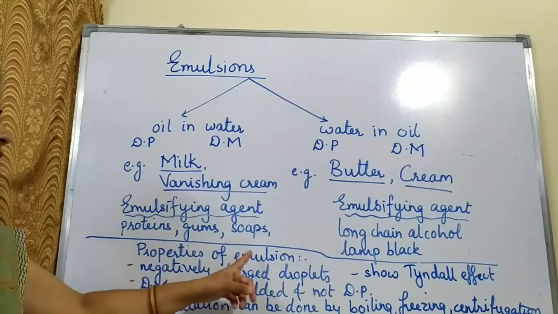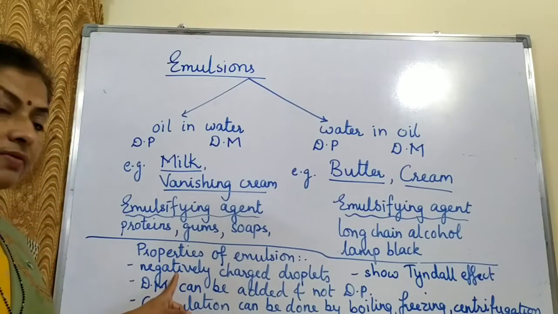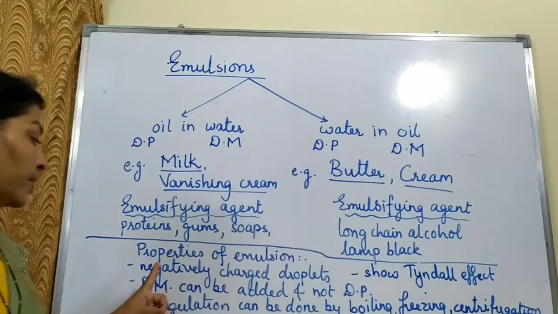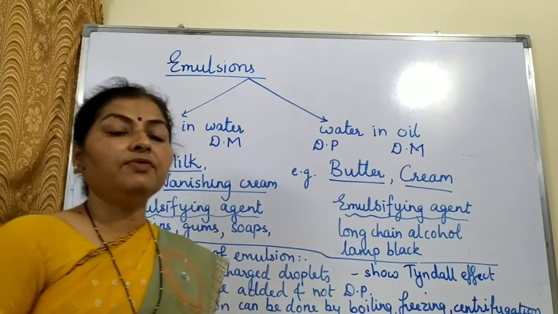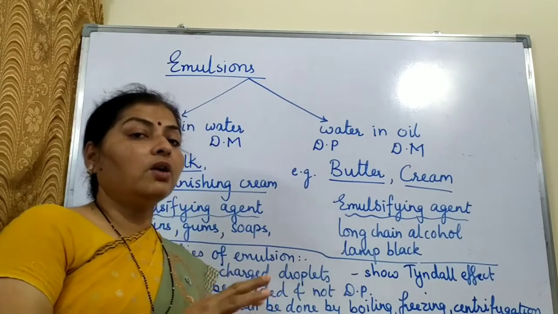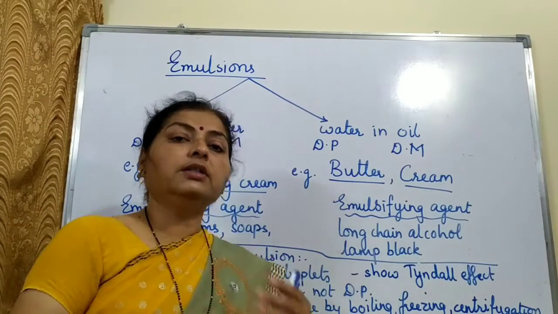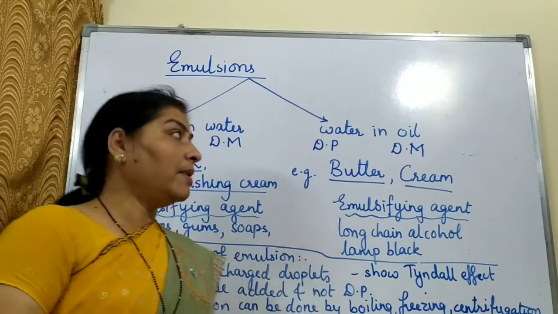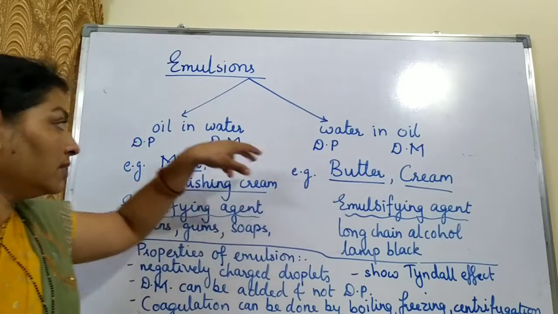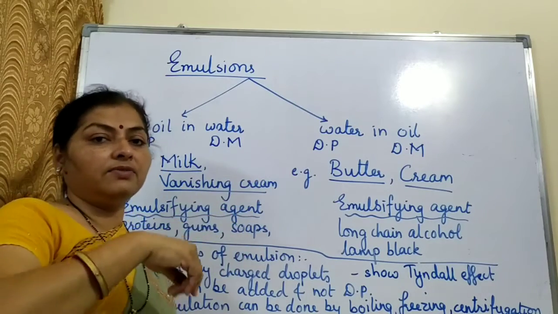Then the different properties of emulsion: the particles, that is the droplets of the emulsion, are always negatively charged, and they will show the Tyndall effect and Brownian motion as well. Then, dispersion medium can be added, means if you are adding a dispersion medium to a small quantity of the colloid, for example milk, in milk you add a little bit of water, they will mix properly. But if you are adding the dispersed phase, that is here if you add fat, if you add a little quantity of ghee in milk, it will not mix with the milk.